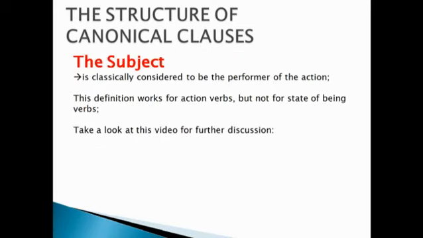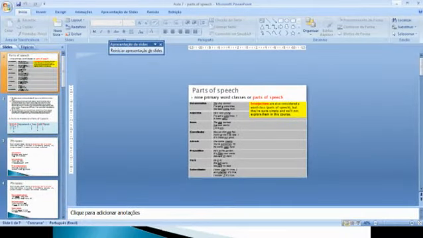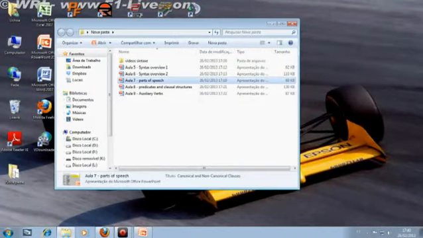Now this subject is classically considered to be the performer of the action, and we saw in the class that this definition works well for action verbs, but not for state of being verbs. Let's take a look at a video. Okay, let's see the video again so that you can reflect about the difference of doing an action and being in a certain state. So let's see the video. Where's the video? It's over here.